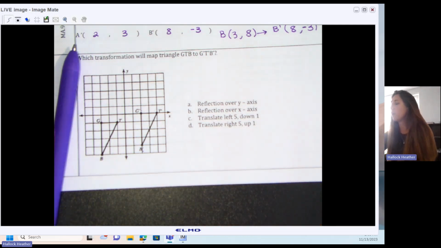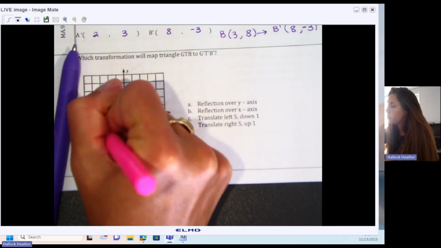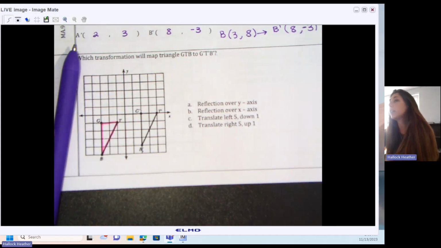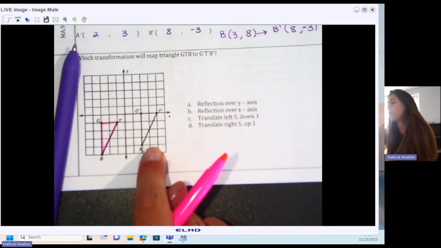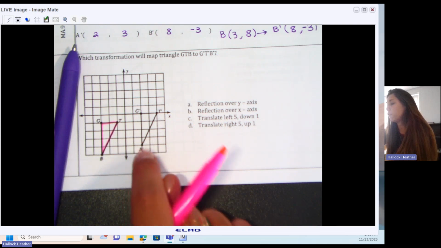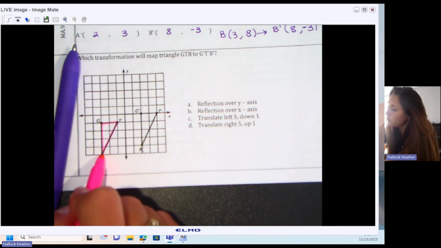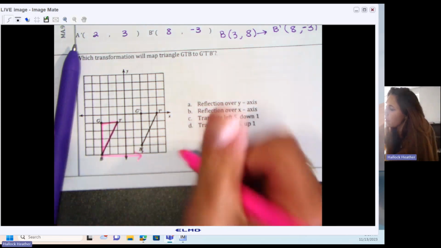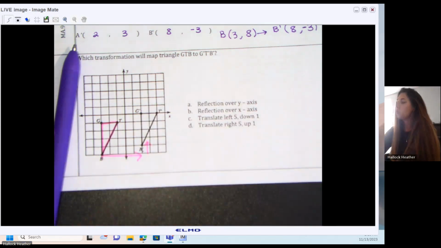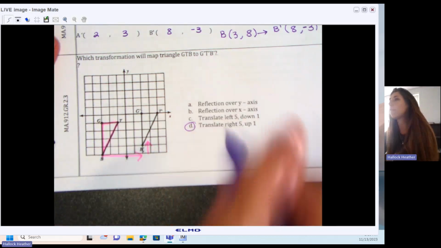The most important part is that I'm going from my original, which is over here, and I'm translating to the new image. The new image is your prime. This is how people are getting it wrong: you need to look for your prime. So I'm going from here to here. I'm going to the right, and then I'm going up. If I go to the right and then I go up, that's going to be D for the answer.